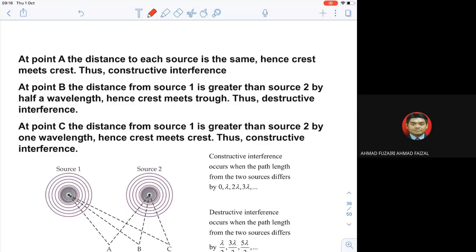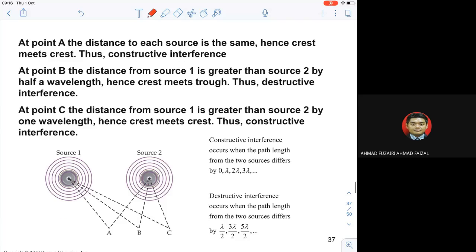So at point A, the distance to each source is the same, hence crest meets crest. The distance to each source is the same. So at point A, when we measure from point A to source number 1 and point A to source number 2, the difference will give you 0.